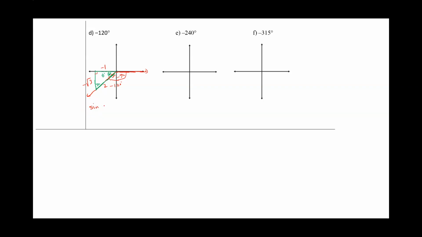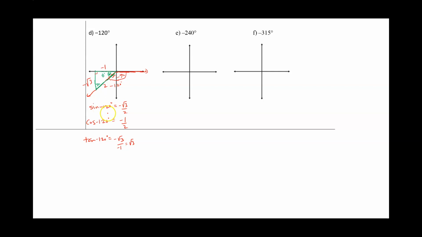So if I have sine of negative 120, remember, sine of negative 120 will be the exact same as the sine of the reference angle, which is theta prime. Sine is opposite over hypotenuse. That's going to be negative radical 3 over 2. Cosine of negative 120 will be the exact same as the cosine of theta prime. That's adjacent over hypotenuse. That's negative 1/2. And then tangent of negative 120 is going to be opposite over adjacent. This will be negative radical 3 over negative 1, which is going to be a positive radical 3.